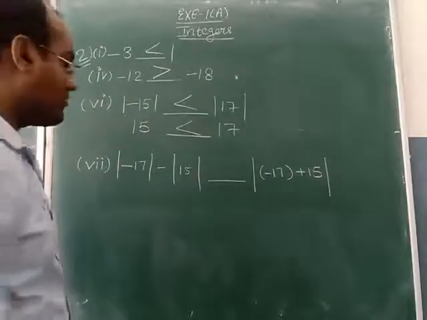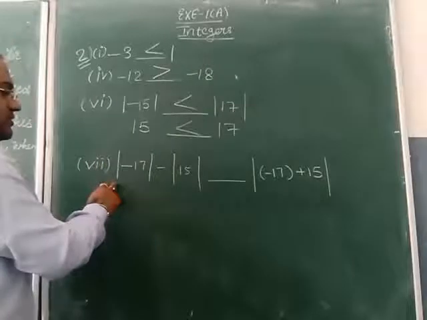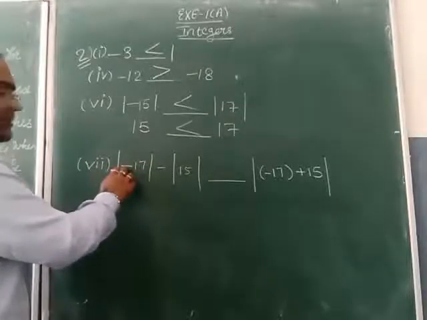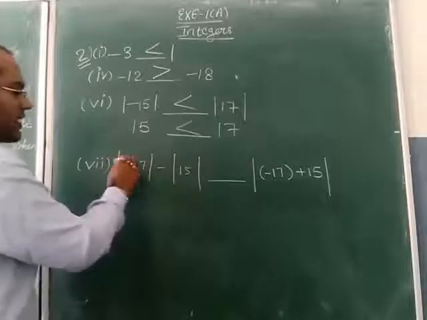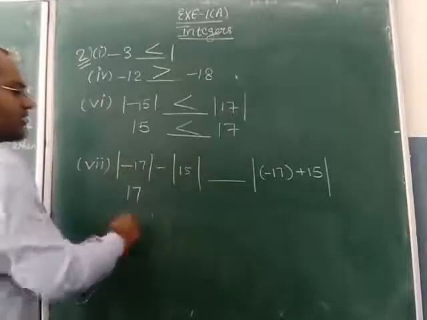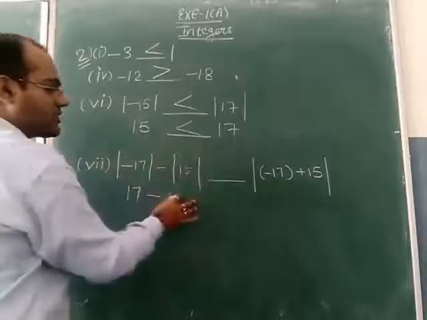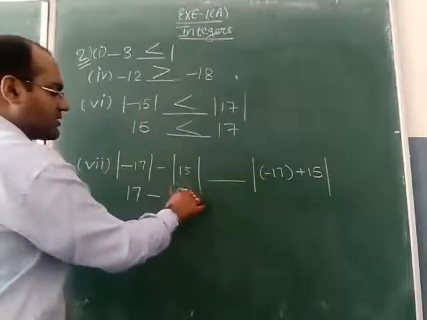Same work we have to do here also. The absolute starts from here and ends here. So a minus sign is coming. When we solve this absolute, the minus will get removed. The answer will be 17. Minus. Again an absolute is coming. When we remove this absolute, 15 will be the answer.